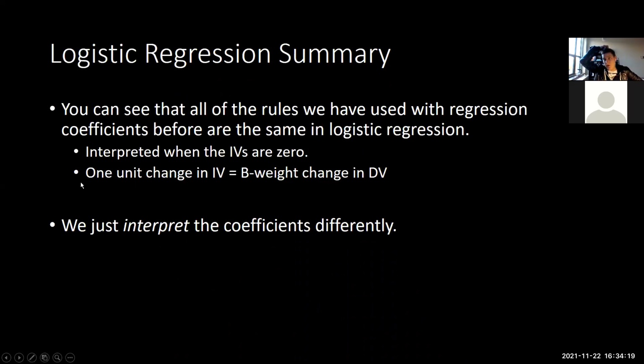Okay, so we've got all of the rules that we have used in our regression models, in our GLM models, and they're all the same kinds of ideas that we're using in logistic regression. And just like in our GLMs, we're going to interpret the intercept or the constant when your independent variable or variables are 0. And a 1 unit change in your IV is equal to the B weight change in your DV. That's what it was before. And now we're going to do it slightly differently because it's going to be equal to a B weight change in the odds of a yes.